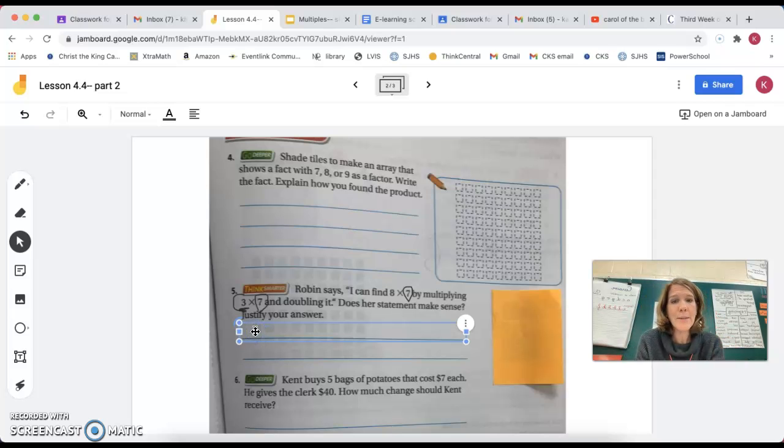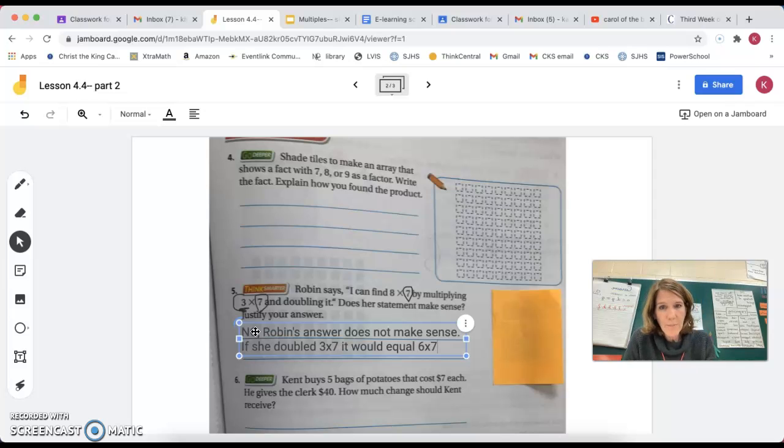Robin says I can find 8 times 7 by multiplying 3. No. Robin's, apostrophe S, answer, because the answer belongs to Robin, does not make sense. If she doubled 3 times 7, it would equal 6 times 7, right? Because if you double it, it would equal 6 times 7, not 8 times 7. Okay?